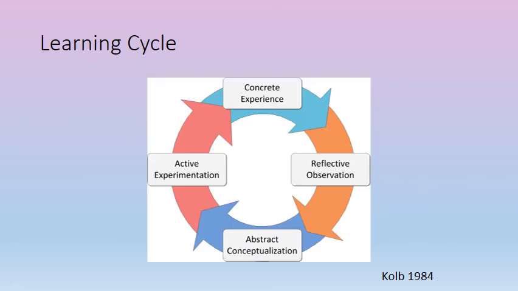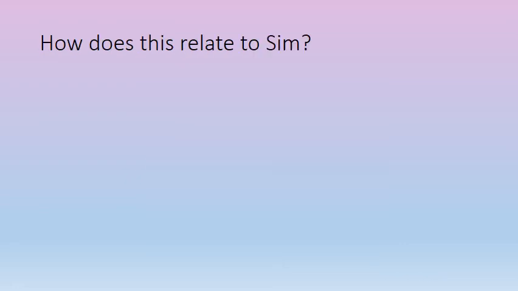Kolb's learning cycle just reinforces how we learn, from having an experience to reviewing or reflecting upon it, to concluding and learning from it, and finally planning and trying out what you've learned from that experience. And so it goes round again.